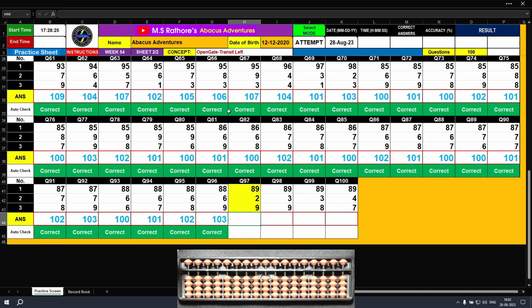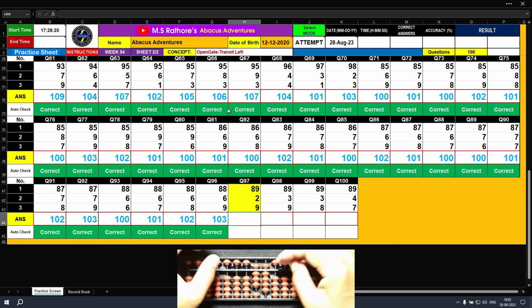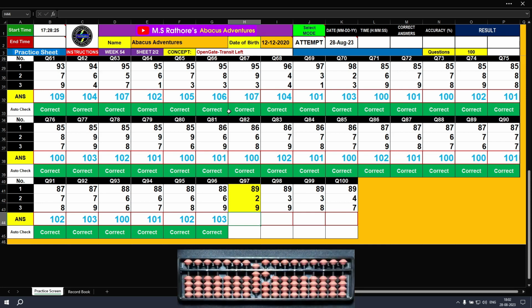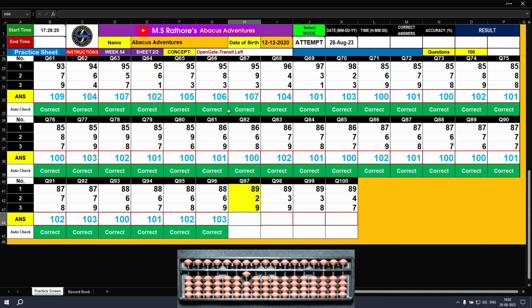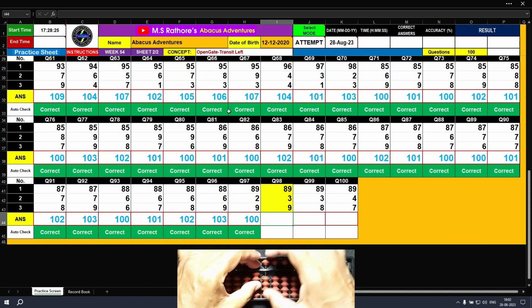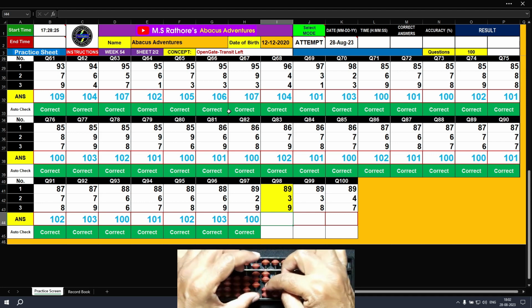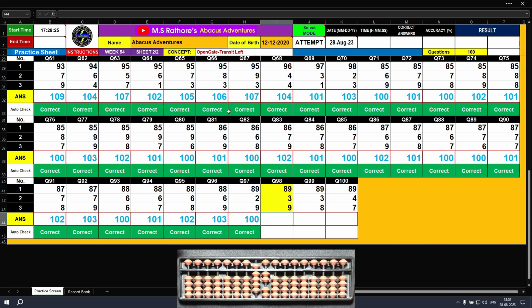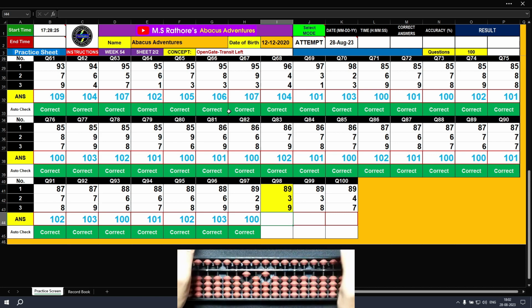Question number 97. Plus 80 plus 9 plus 2. Plus 9, it's 100. Question number 98. Plus 80 plus 9 plus 3 equals minus 7 plus 10. Plus 9 equals minus 1, open the gate, plus 10. It's 101.